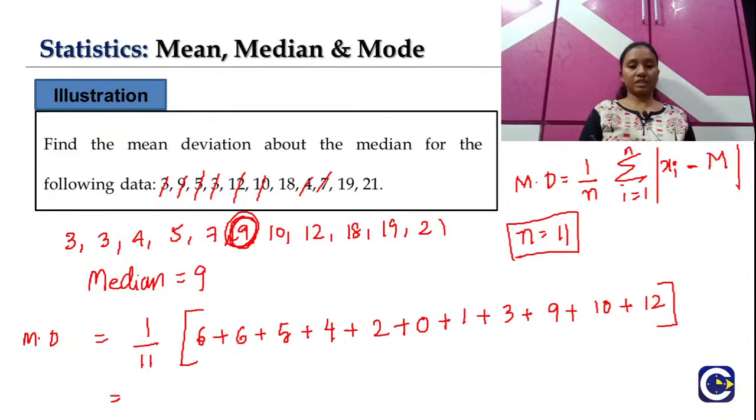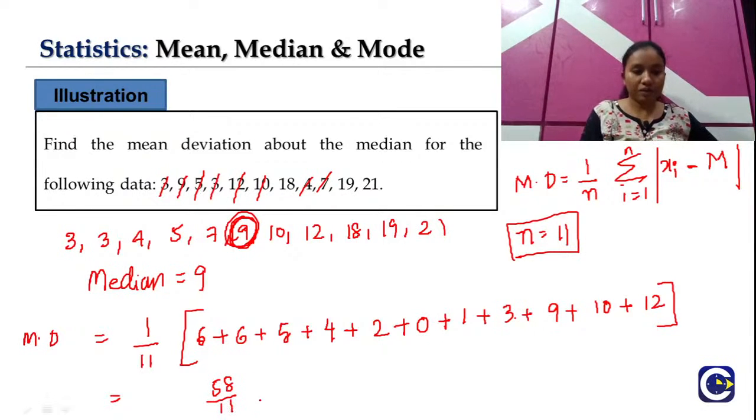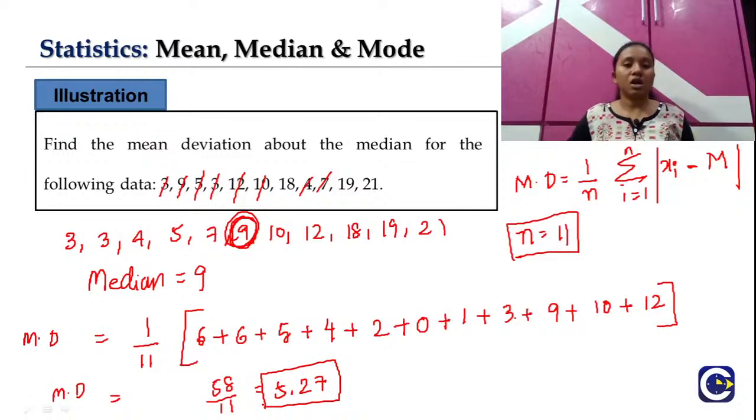So 6 plus 6, 12, 17, 21, 23, 27, 37, 47, 49, 49 plus 9 will be 58. So 58 in the numerator divided by 11. So now the mean deviation about the median here is 58 divided by 11. So let's find the value. 5 times 11 is 55, so it will be 5.27.